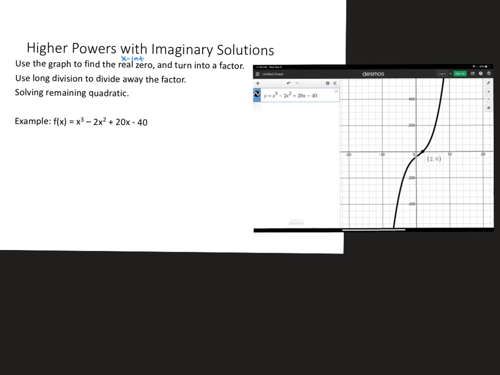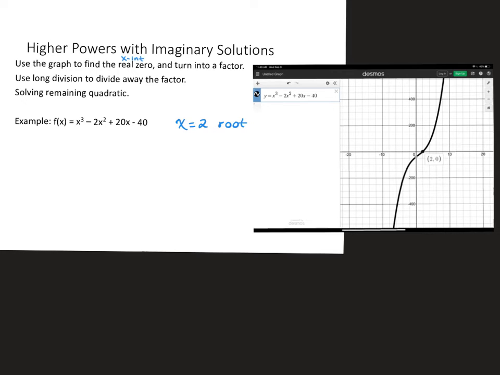Okay, so here is my graph of my cubic polynomial. I can see that it kind of looks cubic. It crosses the x-axis at (2, 0), giving me one real solution. So one of my solutions, or one of my roots to this equation, is 2. So x equals 2 is a root.